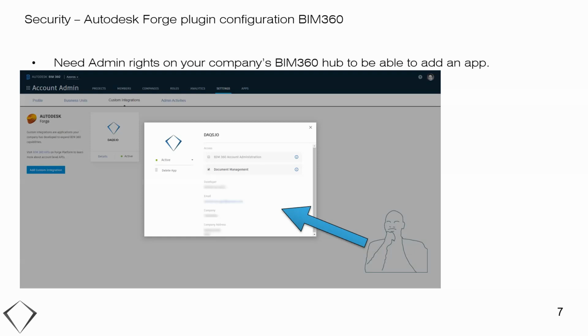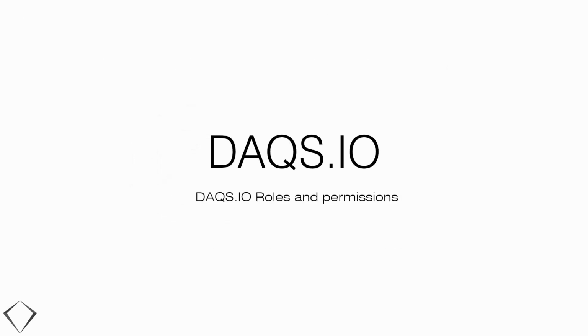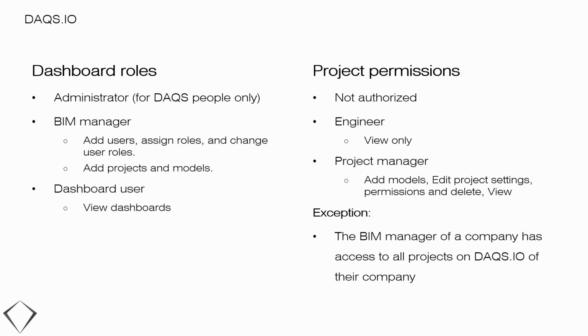You need admin rights on your BIM 360 Hub to add the DAQS.io app. The app can't do anything by itself. It needs to be instructed by a user of your company to do anything. The recommendation for security is that you have a limited number of people with the role of BIM manager on DAQS.io, because it's only them who can add projects.